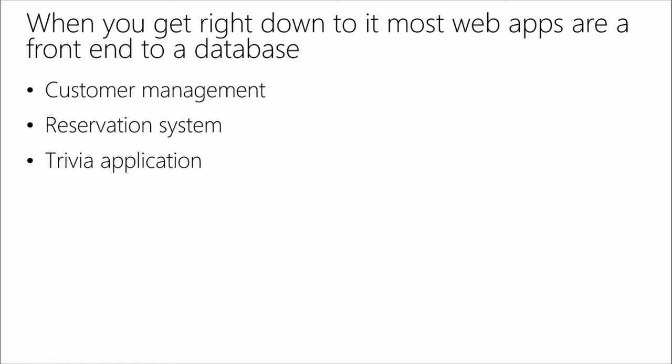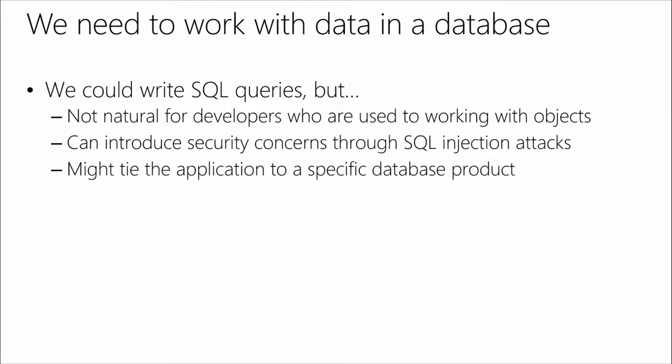Because in the end, our web app is going to be a front end for a database. That's probably why we've chosen Django, with a customer management system, reservation system, or trivia application. Traditionally, if you took our Flask course, we showed you how to write SQL statements to connect and talk to the database. If you already know how to write SQL statements, that's very natural. But if you started off in code and not with databases, having to learn all that SQL isn't always natural.